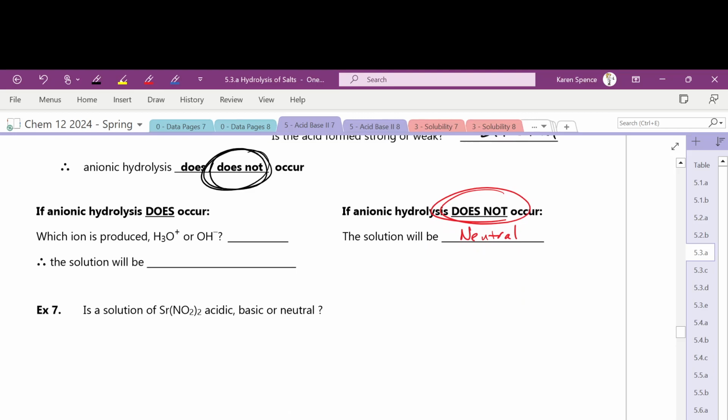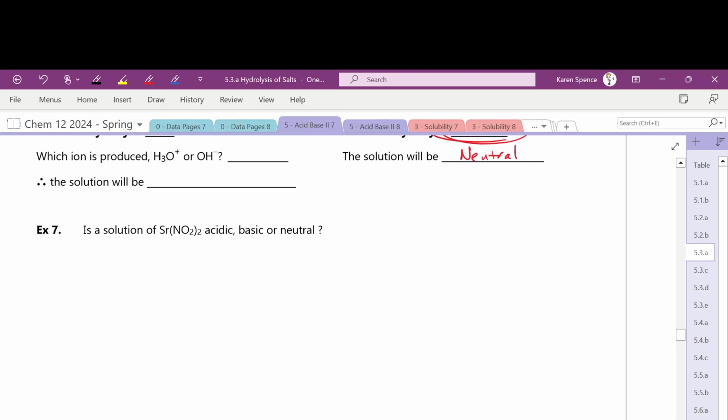Now, how about SrNO2? Is it acidic, basic, or neutral? Could you try that one, please?